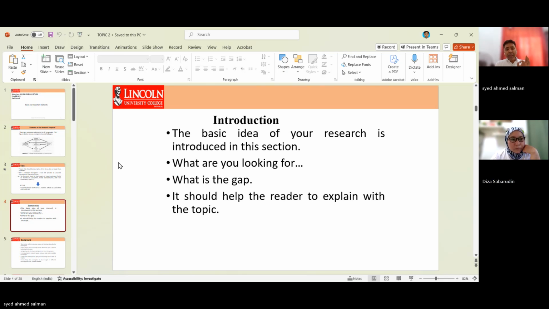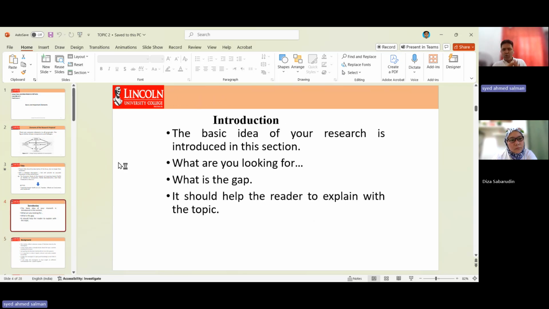It should help the reader to understand the topic, meaning that you are going to write the basic idea of your research, what you are looking at, and the research gap. These three things you are going to present very well so the reader can understand. If the reader understands what you are looking at and what you are going to do, he or she will be able to understand the entire research process, right?